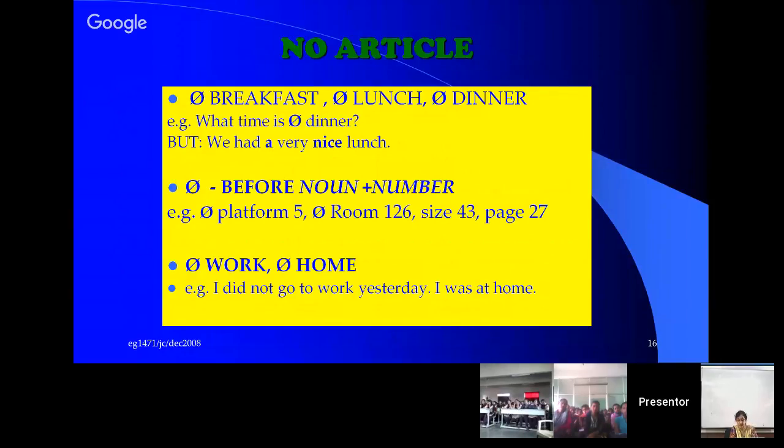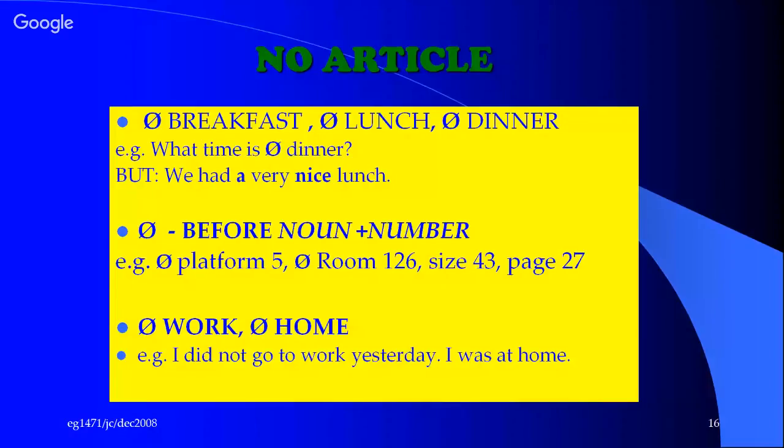Names of meals like breakfast, lunch, dinner, we do not use any article. What time is dinner, we say. What time is the dinner, we don't say. And then we say, what did you have for breakfast? What did you have for the breakfast is not correct. What time is dinner? We had a very, very nice lunch. Here, we say we had a very nice lunch. Here, a also relates to lunch only. So what do you think is the difference? What time is dinner? Generally. But when we say we had a very nice lunch, even though lunch was very nice, we're talking again about a lunch that we had today.